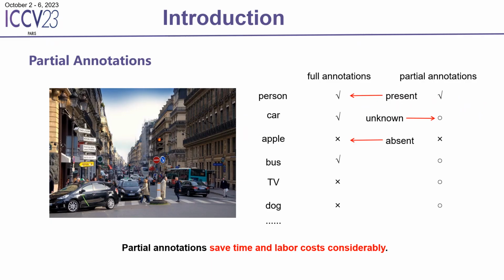The multi-label classification task is a practical vision task that has received much attention. However, as the number of samples and semantic concepts increases significantly, annotating all possible labels for each image is very difficult. Collecting a partially annotated multi-label dataset is an alternative and feasible strategy. Partial annotations save time and labor costs considerably.